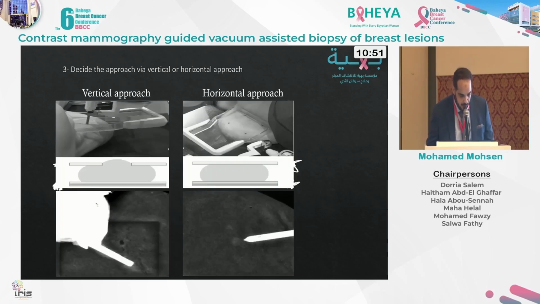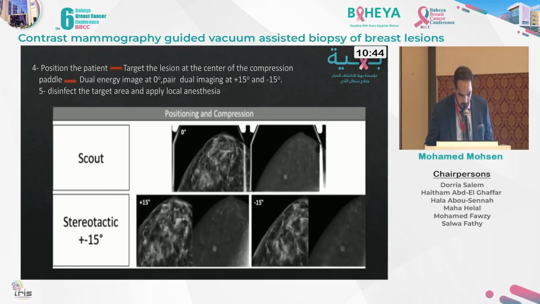Then we decide the approach. As we can see, this is the vertical approach, while this is the horizontal approach. Then position the patient, target the lesion at the center of the compression paddle, dual energy imaging at 0 degrees, which is the SCOUT, pair dual imaging, then dual imaging at plus or minus 15 degrees.